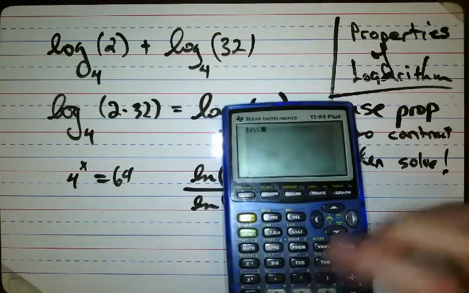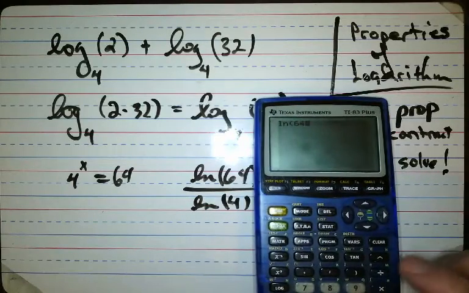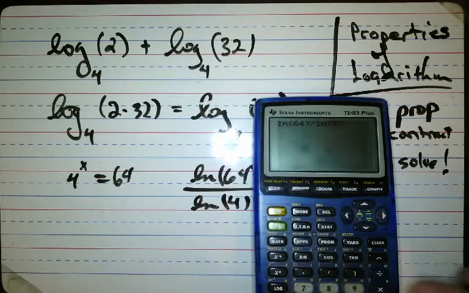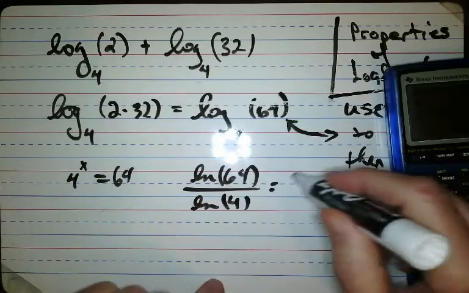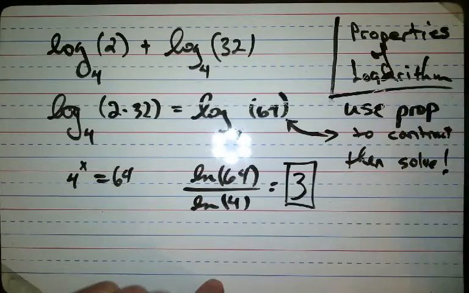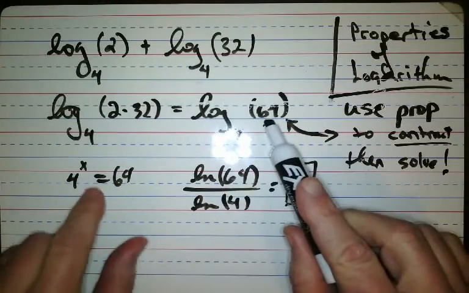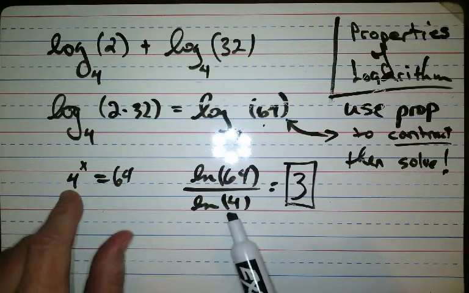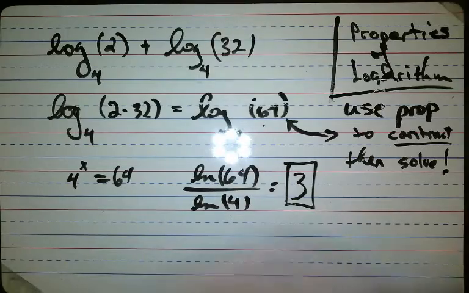So I take the natural log of 64. Close my parentheses. Divided by the natural log of 4. Close my parentheses. The answer is 3. So we solved it. First, we used the properties to contract it from 2 to be 1, and then we used what we know how to solve. We took the natural log of 64 and the natural log of 4, and the answer was 3. Hoorah! Let's do that again, several times.